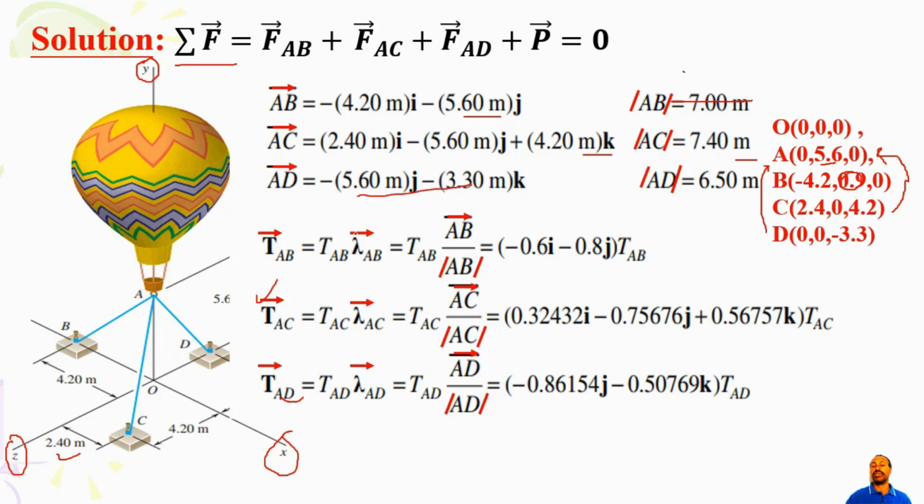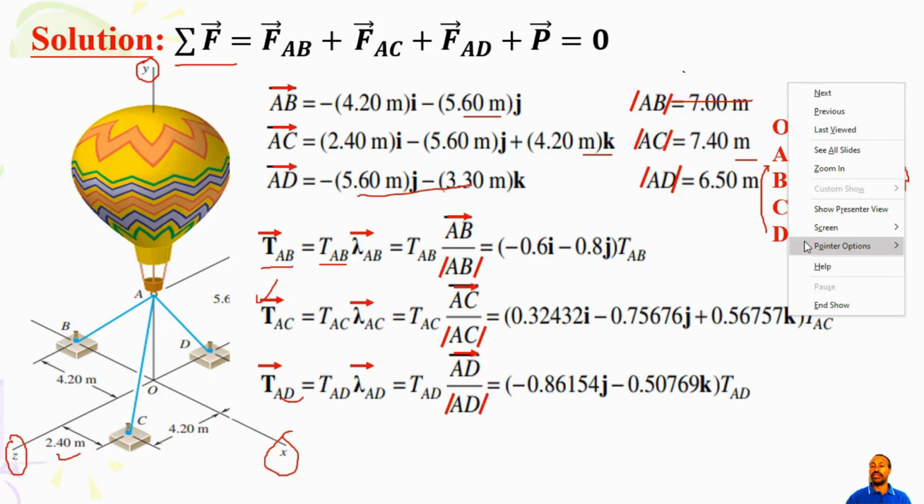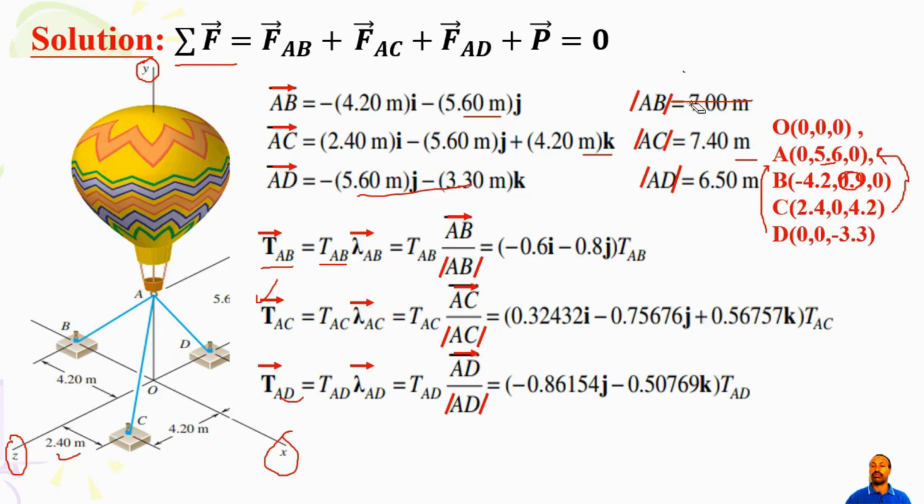Then you can have the unit vector in the direction of the force. So you have TAB as a vector: the magnitude of TAB multiplied by the unit vector in the direction of AB. The AB magnitude is the square root of this, which is 7. Then you get this result.